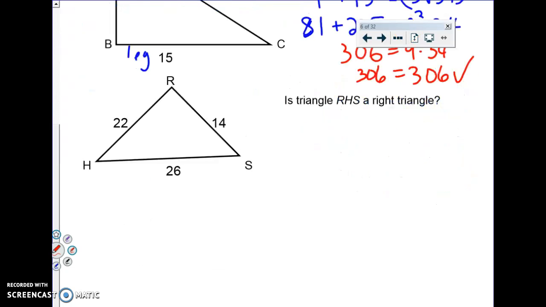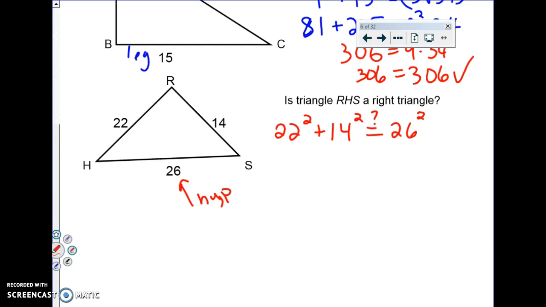So basically, is triangle RHS a right triangle? So we don't know which one is the hypotenuse. It would seem, if this was a right triangle, that this would be the hypotenuse because it's the largest side. That's another reason why I would pick it. And the largest side has to be opposite the right angle. So let's try 22 squared plus 14 squared and see if that gives us 26 squared.